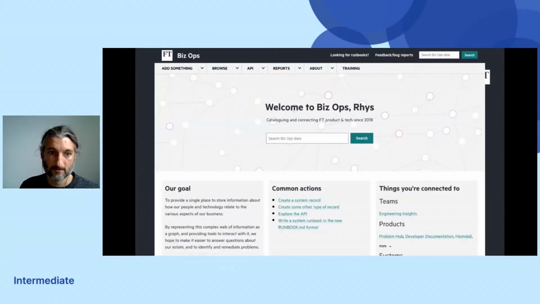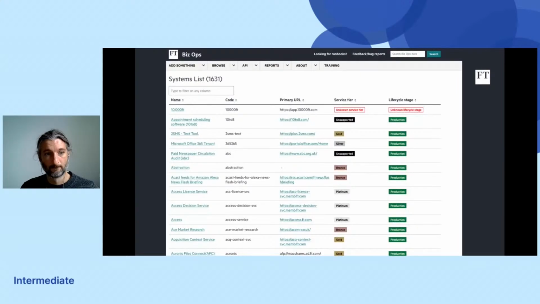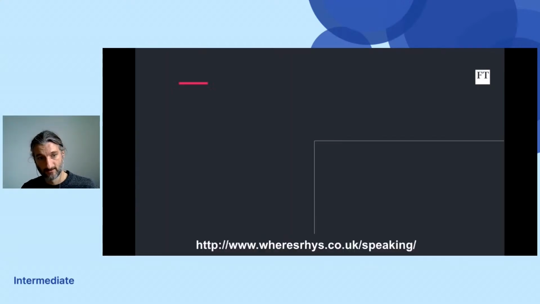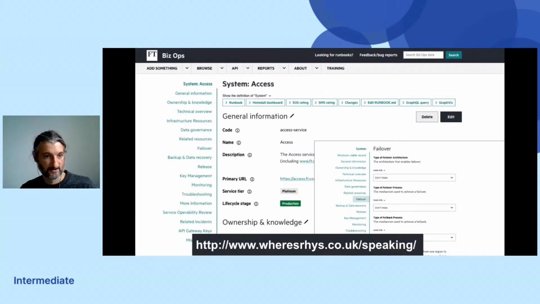And this is what we came up with to solve it. It's our documentation system. It's called BizOps. And it allows you to search and to browse everything in our tech estate. And you can read more detailed documentation and edit it if you find something wrong. I've spoken about this before, not least at Nodes about 4 years ago. If you're interested in hearing more, then there's lots of links to talks on my website.